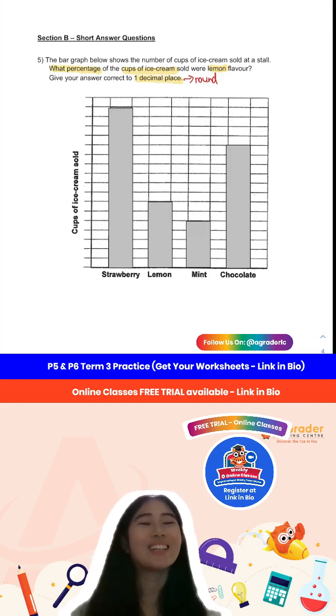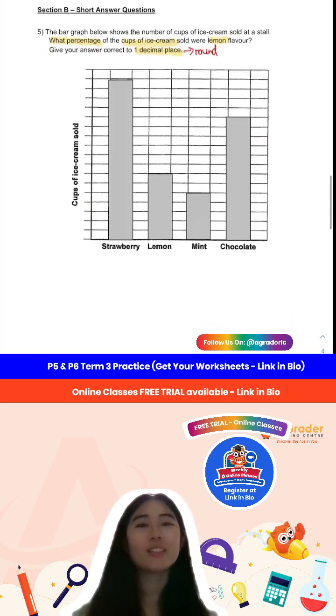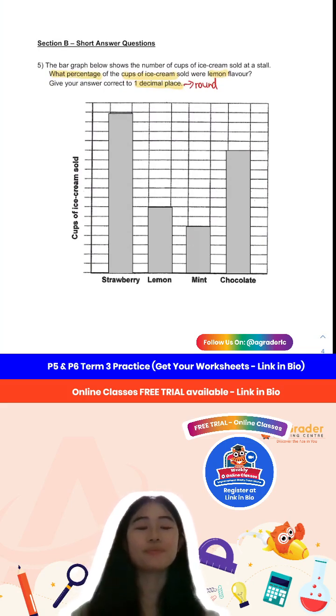Wongs, I'm not too sure what you mean by that. Sometimes graphs don't need labels. It's fine.